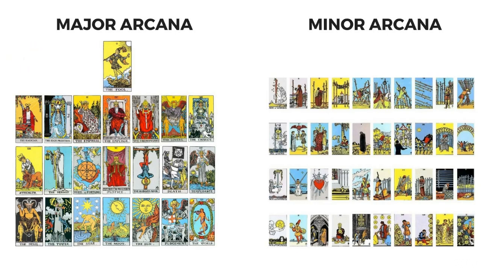Lastly, I'll point out that there are names assigned to the major arcana cards. For example, the Fool, Strength, the Lovers, the Tower, etc. The names are written on the cards, whereas there are no names written on the minor arcana cards.